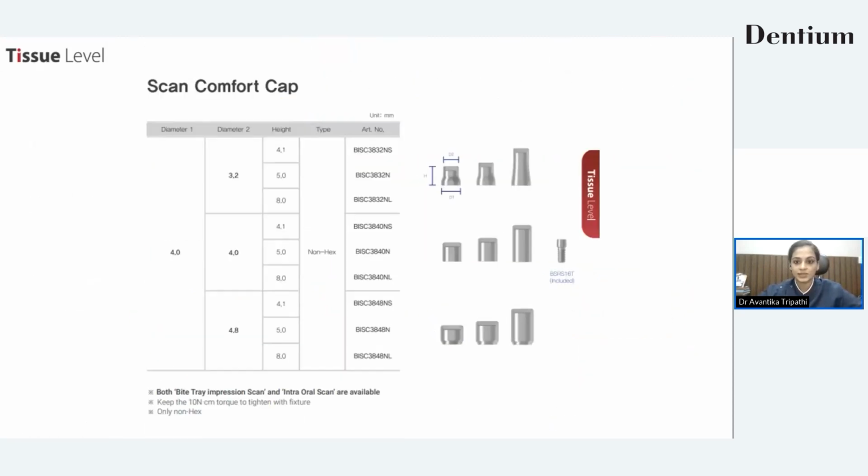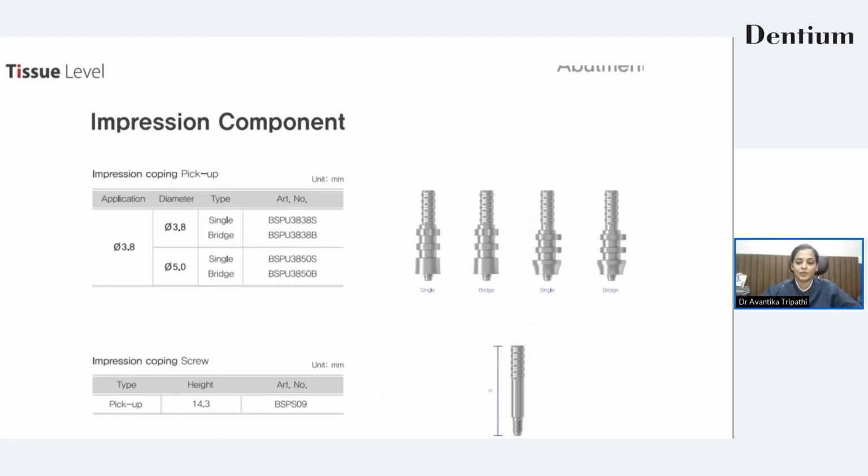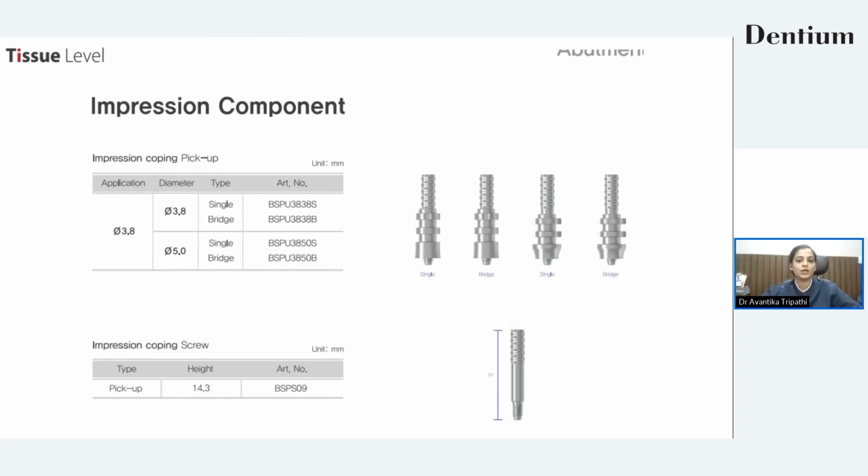This is the scan comfort cap. This comfort cap is screwed over the fixture immediately after placement to prevent injury to the surrounding structures. So this also has to be chosen according to the size, according to the gum, according to the location of the implant. These are the impression components which are there with the tissue level.